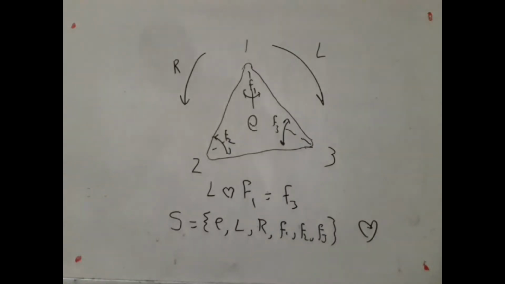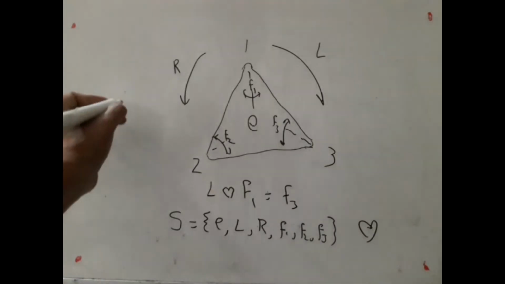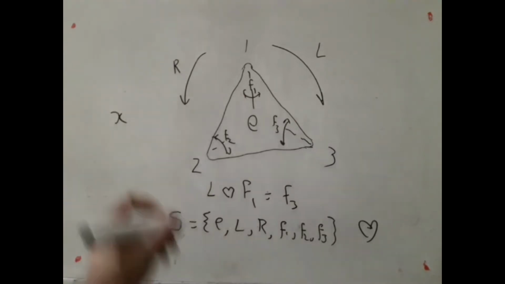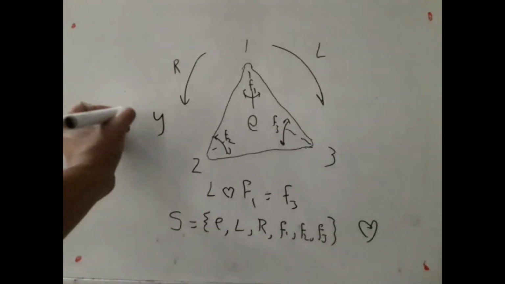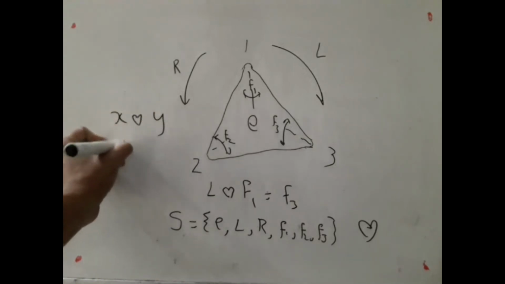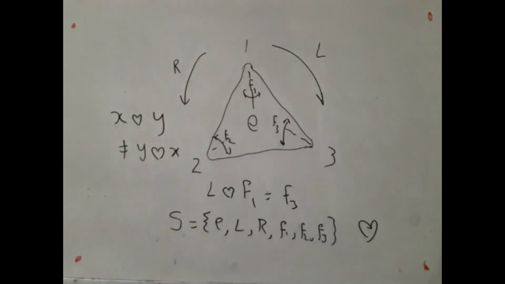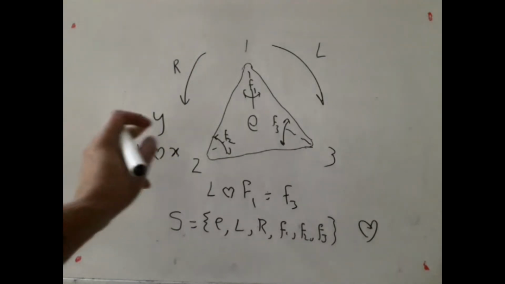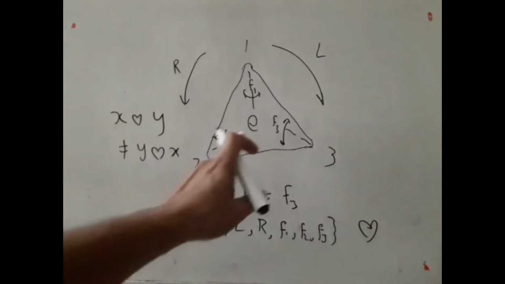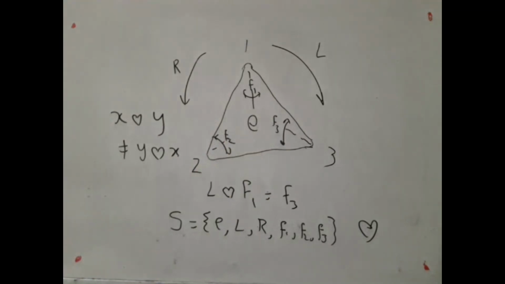So here's the exercise of the day. Try to come up with 2 elements, x and y, in this set, such that x heart y is not the same as y heart x. If I take x equal to L and y equal to R, that's not going to work, because L heart R and R heart L will both be the same as E. So try to do this, and we will continue in the next video with more such examples.